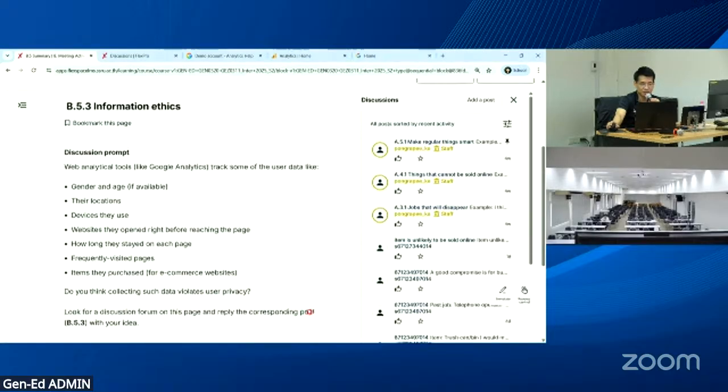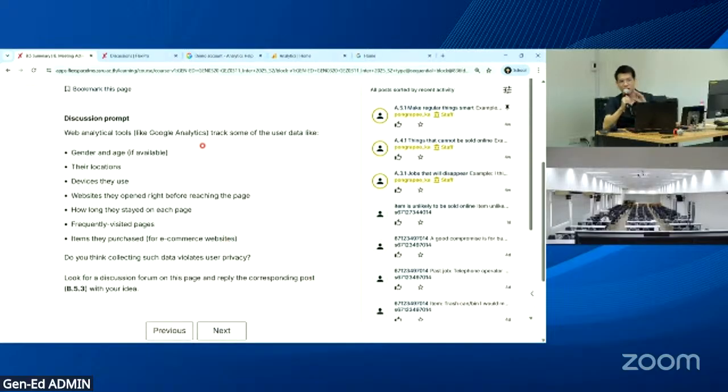Information ethics. Web analytical tools like Google Analytics track some of the user data. Now you have already seen the dashboard on Google Analytics, right? It shows the gender and age of the visitor if available. So you might have a question, how do they know your age? You are also a Google user, right? You log in to Google Chrome with your Google account. This is my Google account. And on your Google account, you specify your name, your age, your gender, right? And then you use the web browser to open the web page so that the web page will get that information. They will know your gender, your age, your location from your IP address, and the devices that you are using. That information can be gathered.